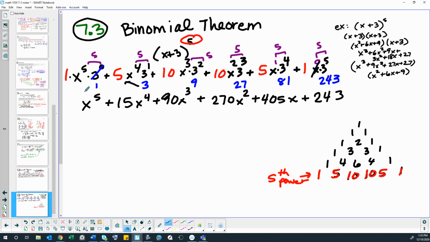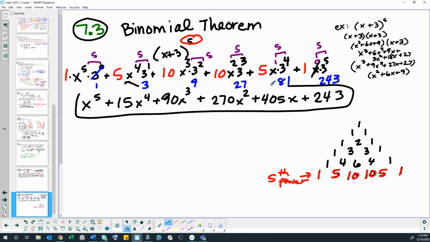We have now found the binomial expansion of x plus 3 to the fifth power by using Pascal's triangle, otherwise known as binomial theorem, without having to keep going on this process and multiplying everything out and all the mistakes that might come from it.